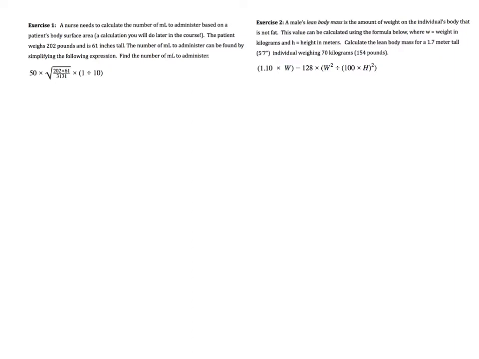So what I'm going to do first is just simplify what's inside the square root. I'm not going to do anything with this 50. And underneath the square root, I'm going to take 202 and multiply that by 61, and I get 12,322 divided by 3,131, and I'm going to multiply that by 1 divided by 10. And since this grouping right here is also in its own parentheses, I can simplify what's in there. And we know 1 divided by 10, that's 1/10, and in decimal form is 0.1.